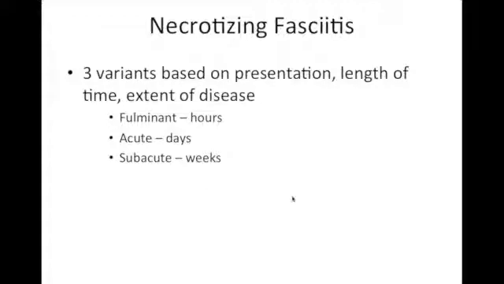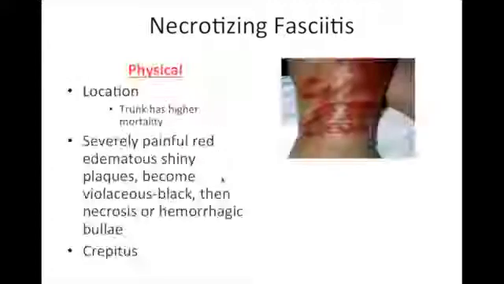There are three variants, and basically you can look at it based on the chronology of this disease. If it's fulminant, it happens within hours. If it's acute, days, and subacute, weeks. If it's on the trunk, it tends to have a higher association with mortality, tends to be a little bit more vast and limited as a result. These are severely painful, and not infrequently it might not look that bad, but they're in excessive pain. Crepitus is not infrequently noted.